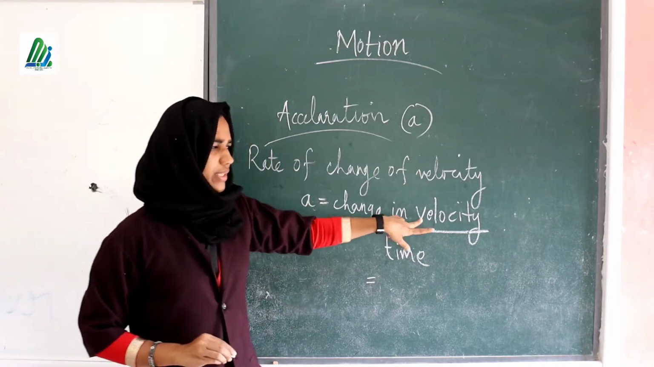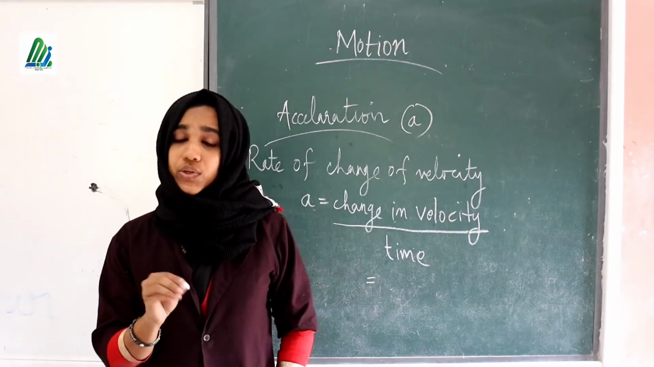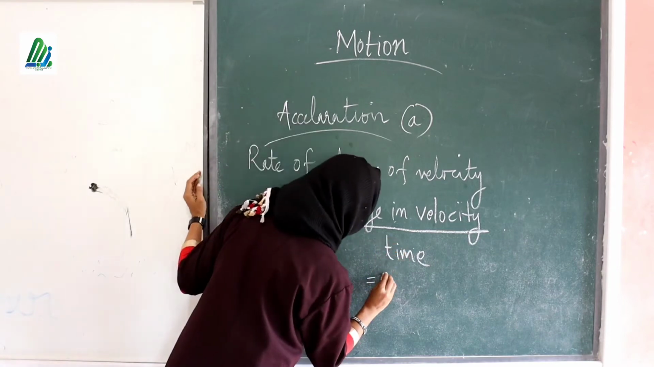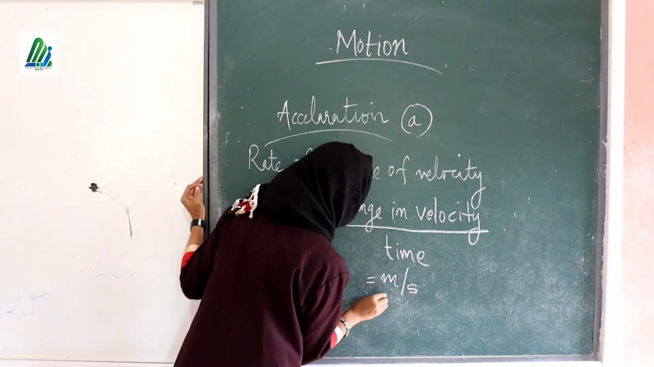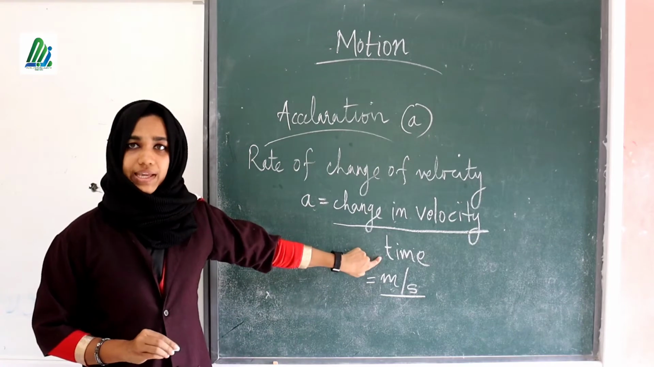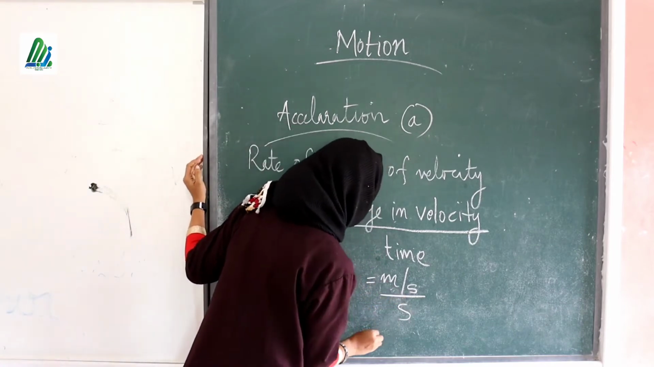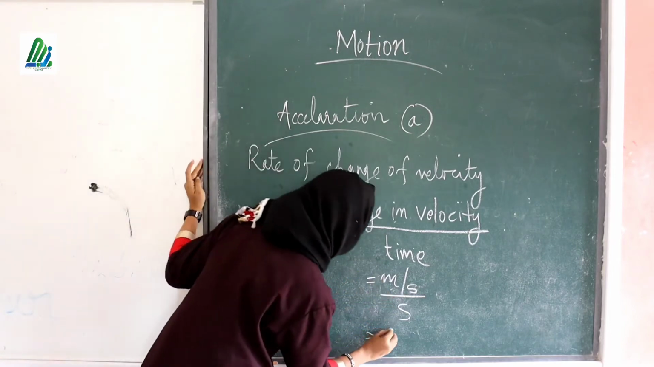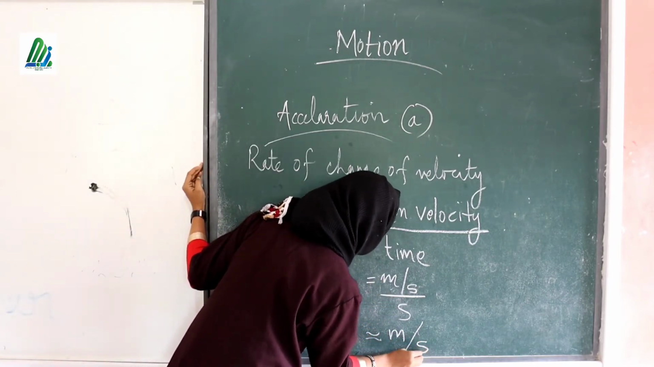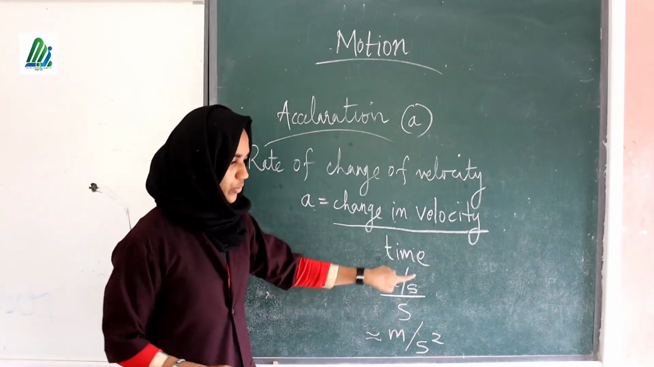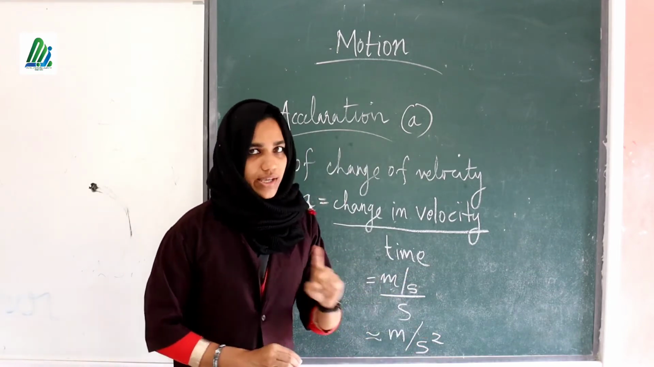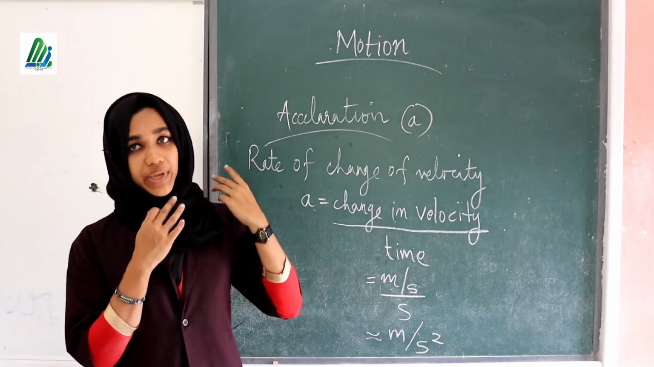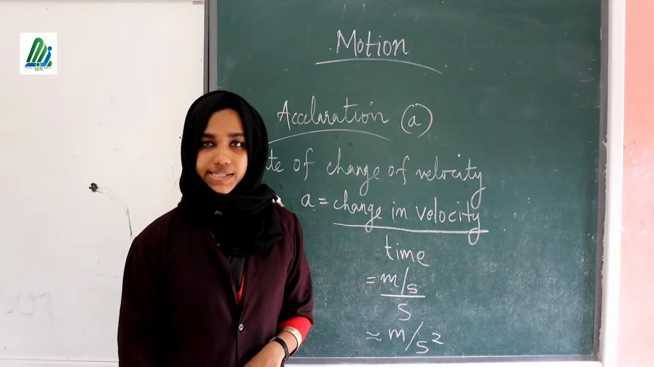Now, the unit of velocity is meter per second and the unit of time is second. So we can write the unit of acceleration as meter per second square. Here you can see the second appears twice, so we write it as s squared. That is, the unit of acceleration is meter per second square. Is it clear?